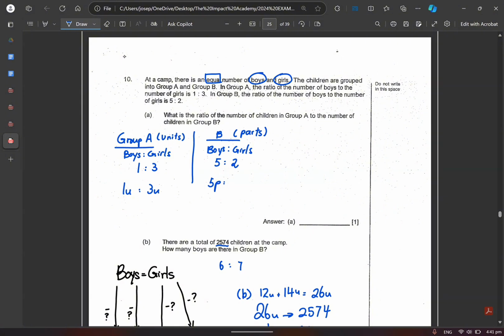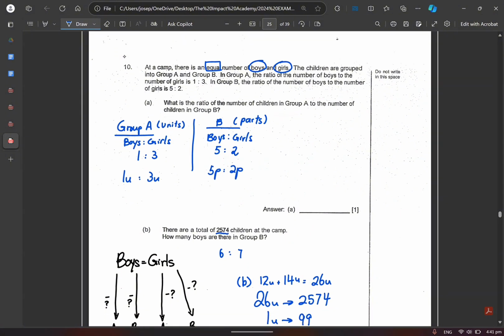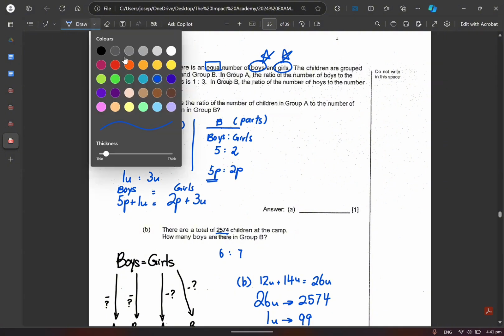5 parts is to 2 parts. Agree or disagree? But do you remember just now in the earlier part, I kept highlighting that the boys and the girls are the same. So 5 parts, which is boys. I talk about the boys first. Boys is 5 parts plus true, is equals to 2 parts plus. Am I making sense? Because boys is equals to girls, right? True or not? Okay. So right now you're going to group them up.